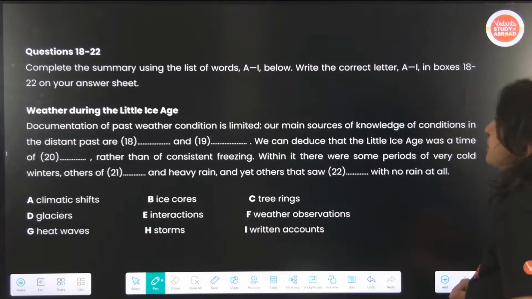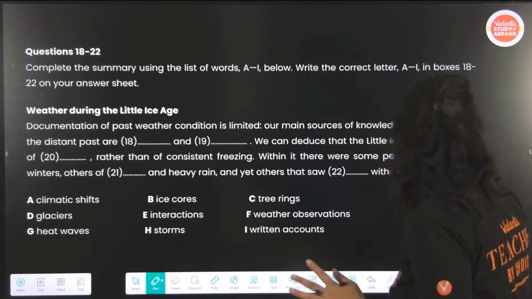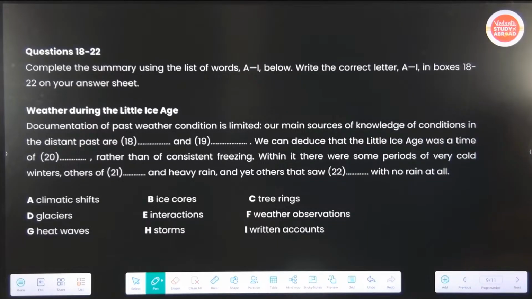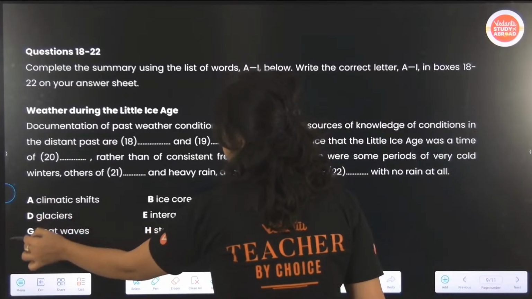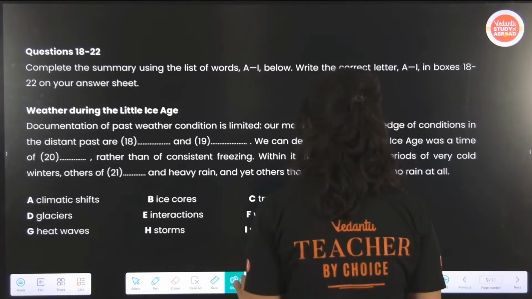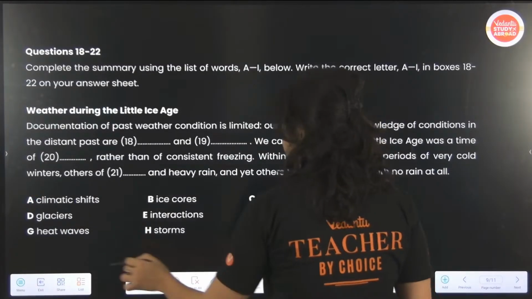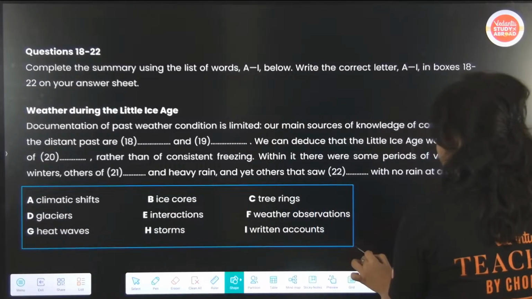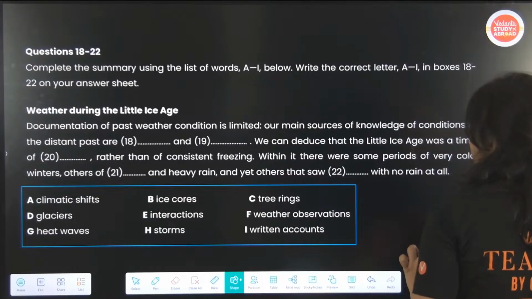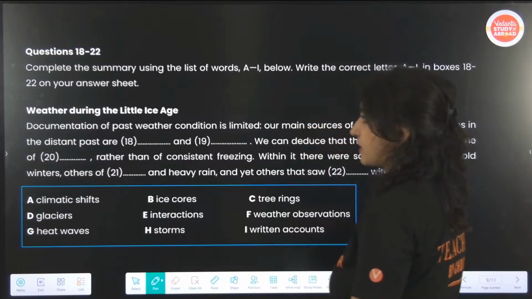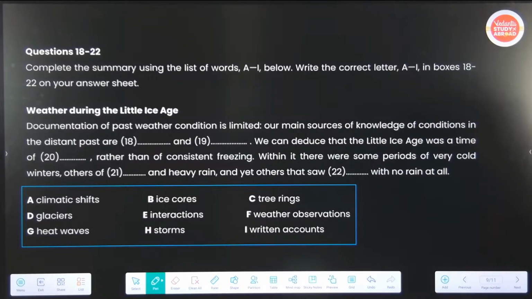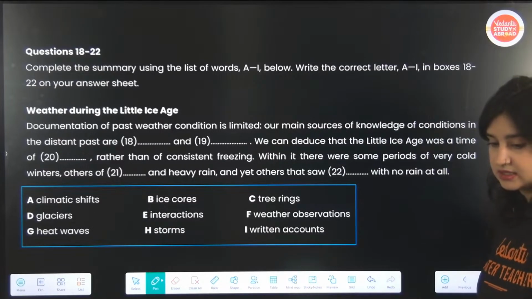Okay, next set of questions, 18 to 22. You have to complete the summary using the list of words. This is your list of words over here. Oh, whoops. This is your list of words over here. You have to complete the summary using these words. Okay? Quickly give me the answers.